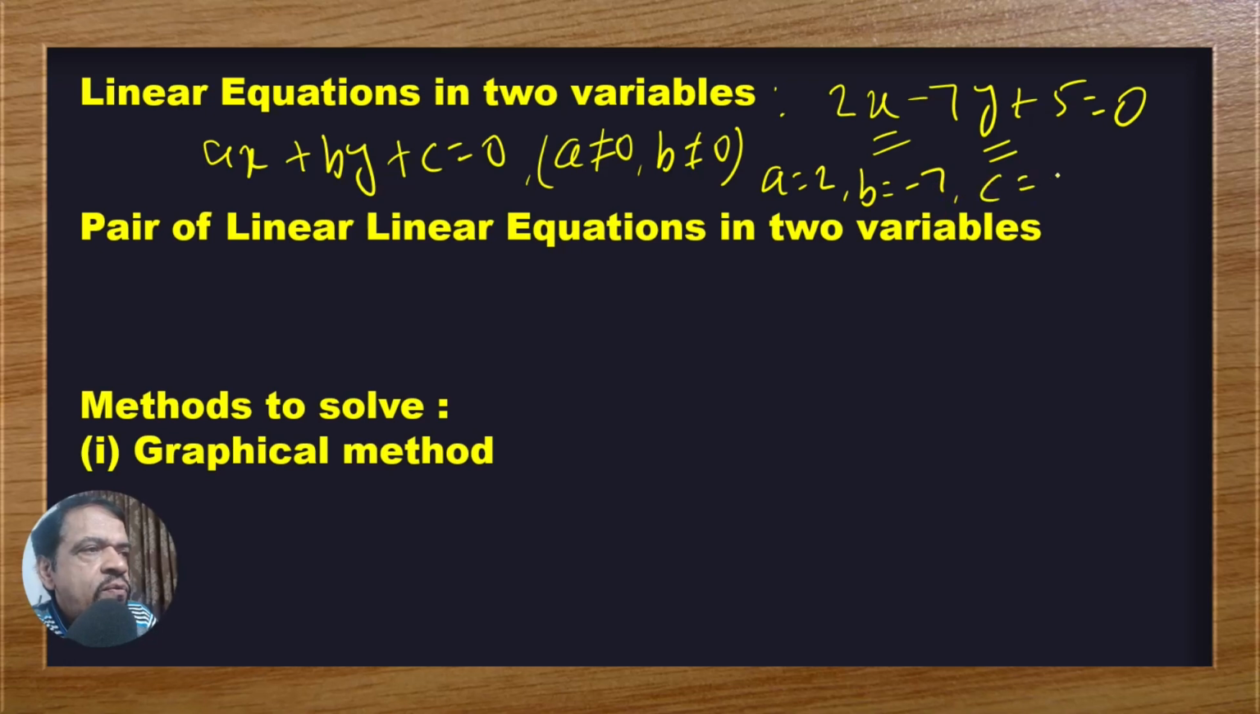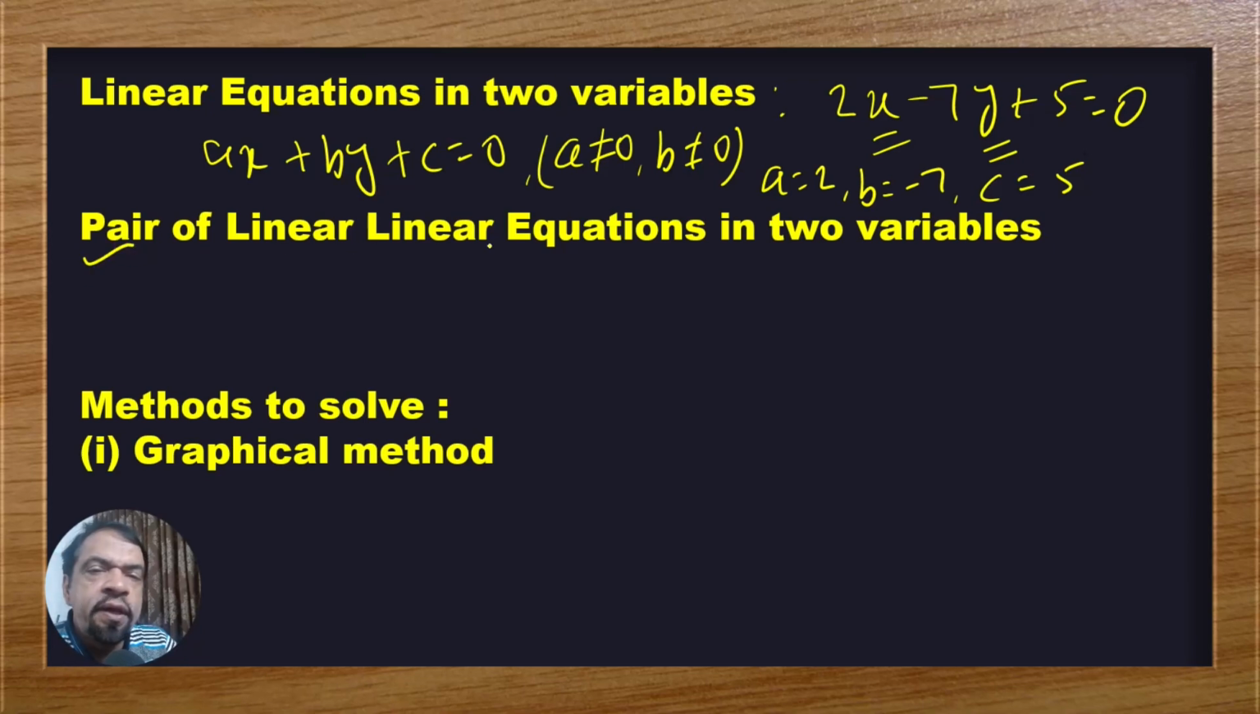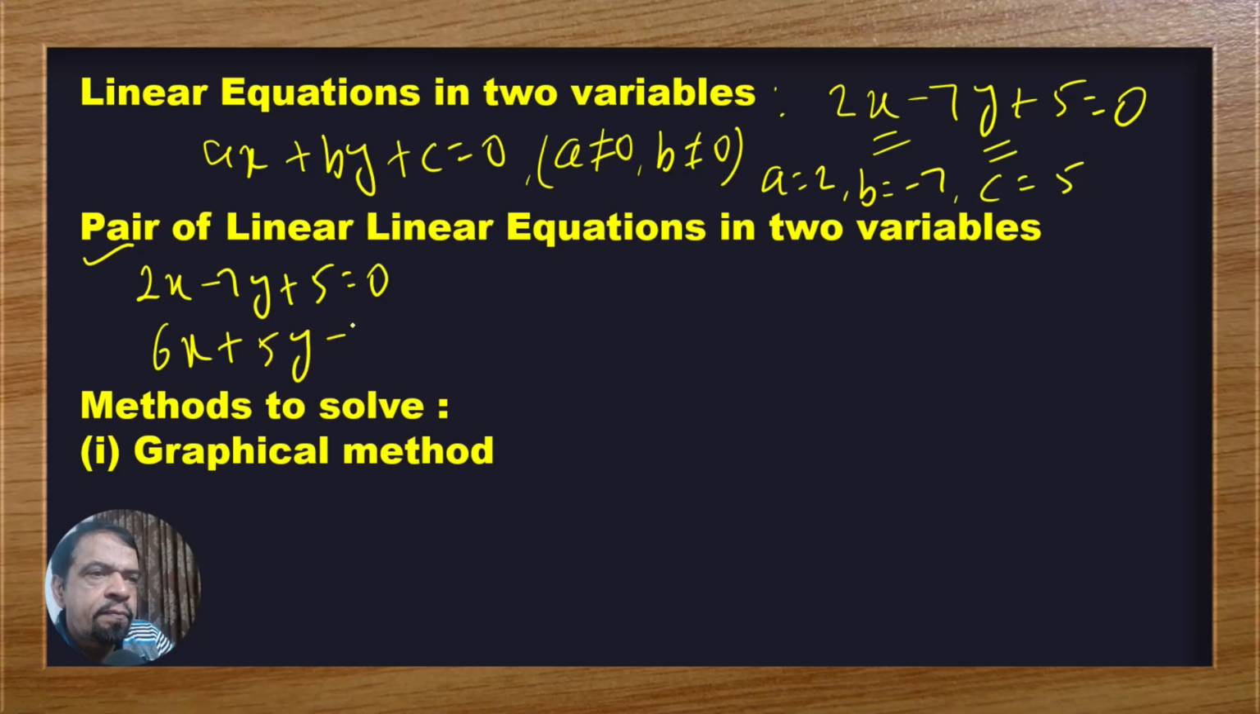If we compare with this equation, a is equal to 2, b is equal to minus 7 and c is equal to 5. Now see student, pair of linear equations in two variables. If we take two equations simultaneously, like this, so this is a pair of linear equations in two variables.